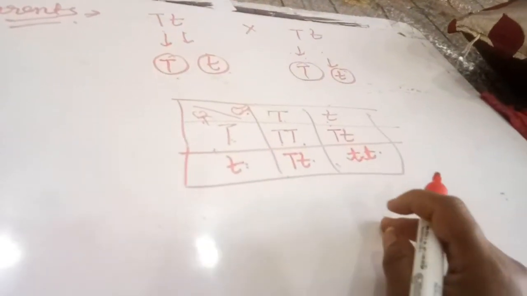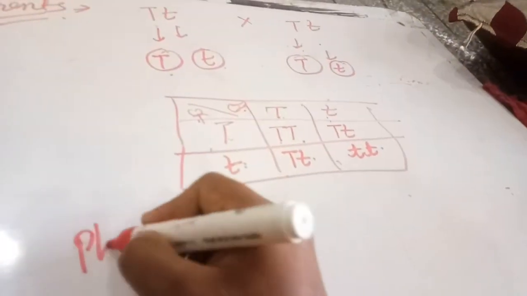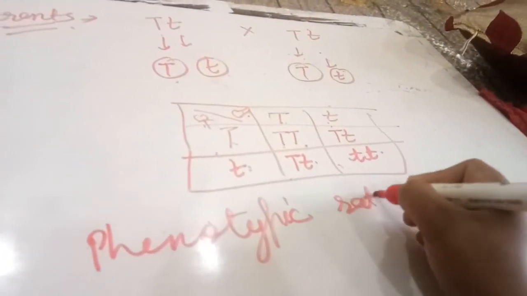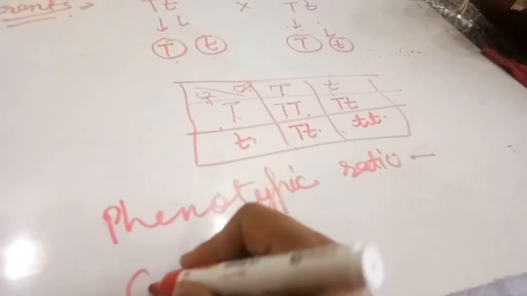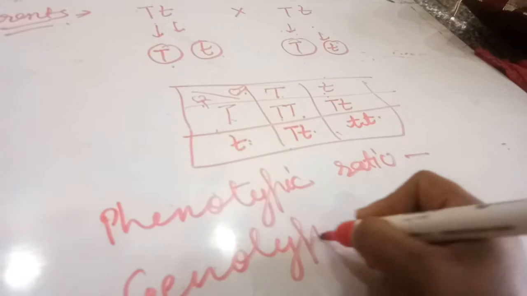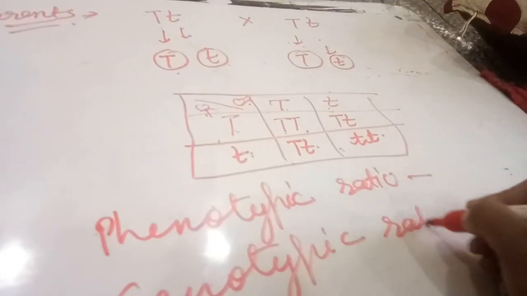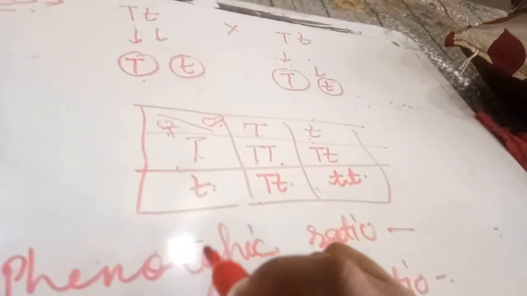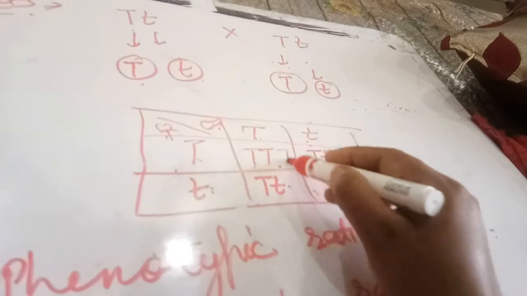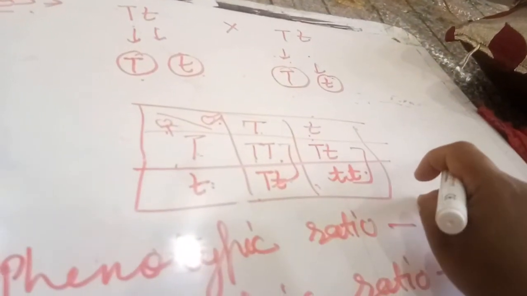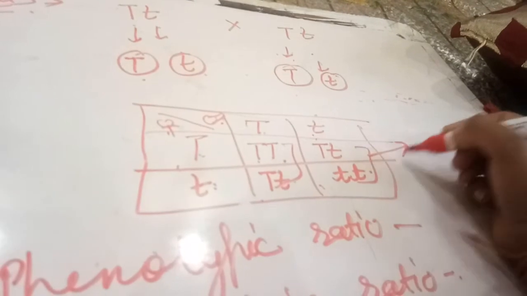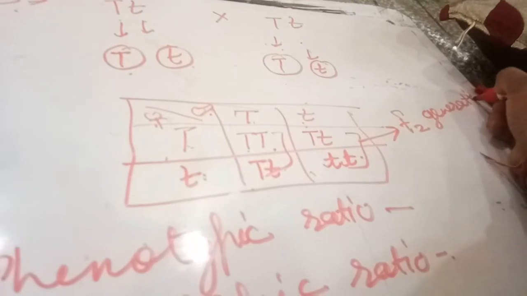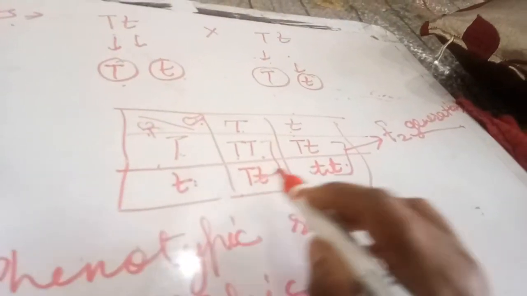Now we get the phenotypic ratio and genotypic ratio in this Punnett square. The organisms obtained by the selfing are the F2 generation. And in the F2 generation we got four different types of plants.